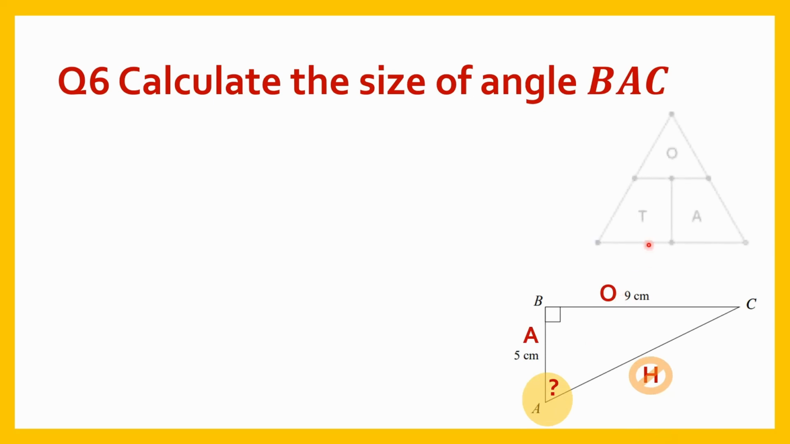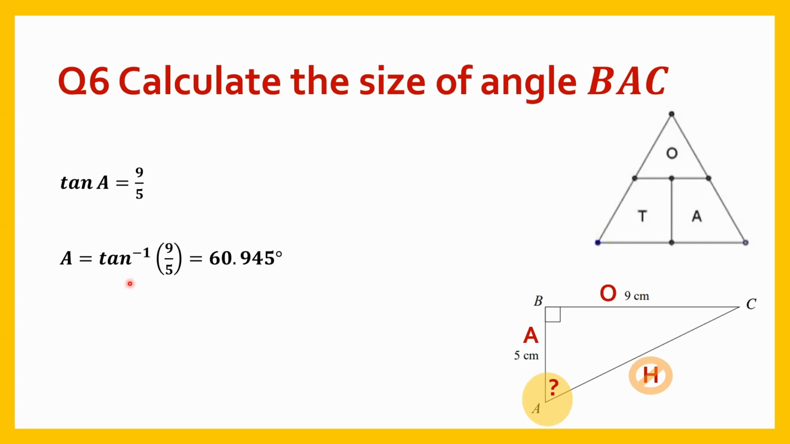So we're using TOA, tan equals opposite over adjacent. Substitute the values: tan A equals 9 over 5. Work out angle A using the inverse tan. A equals tan to the power of negative 1 of 9 over 5. Put in the calculator, 60.945 degrees.